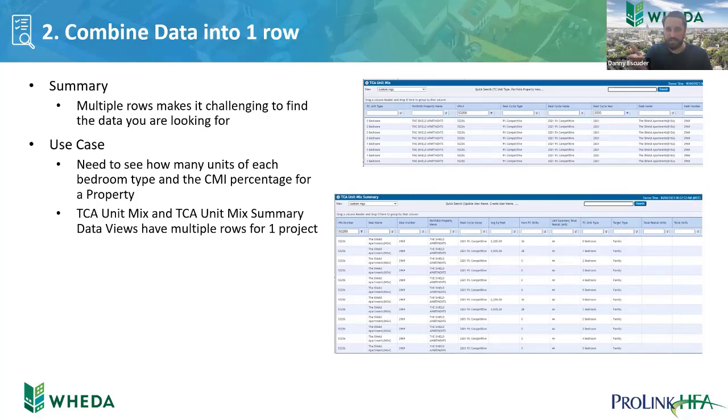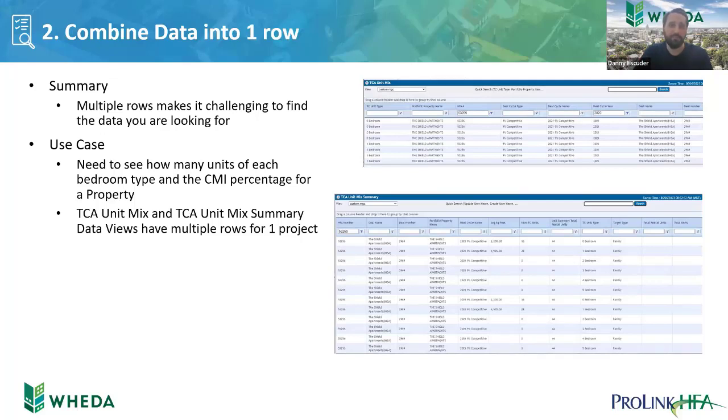What we want to do is basically be able to see a bunch of data. In this example, we want to see how many units of each bedroom type and the CMI percentage for a property in one row, right? And then we can eventually see a lot of different properties in multiple rows, where what is now in rows will instead be in columns, basically. What you're seeing here is the TCA unit mix and the TCA unit mix summary, which are helpful and do display this information, but not necessarily the way we'd like to see it.